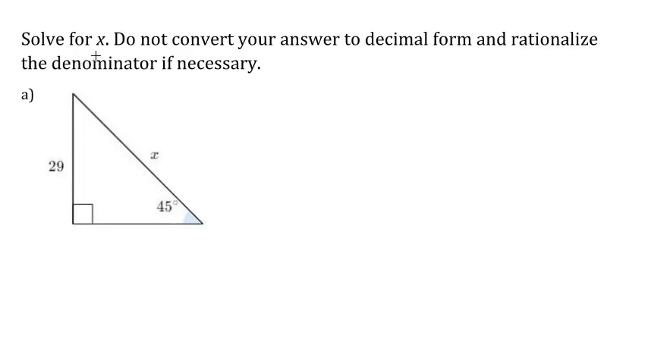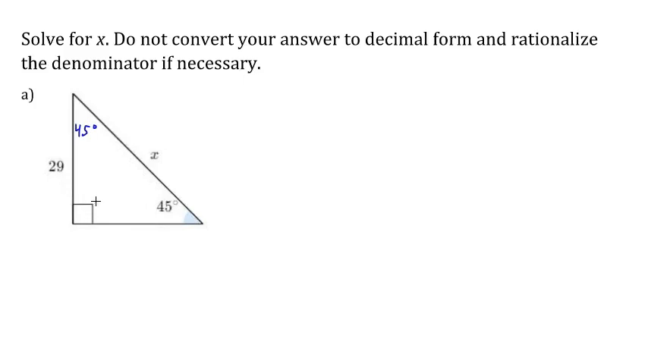So we're going to solve for x, and we're not going to convert our answers to decimal form, and we are going to rationalize the denominator if necessary. Okay, we have a right triangle here. We know it's a right triangle because of the box. One of the angles is 45 degrees, and because a triangle equals 180 degrees, this other angle must also be 45 degrees. So we have a 45, 45, 90 right triangle.